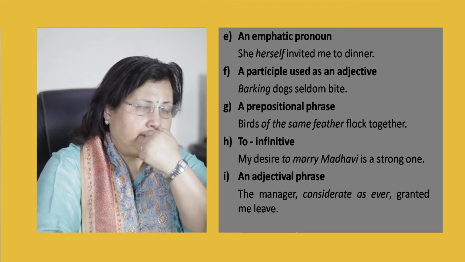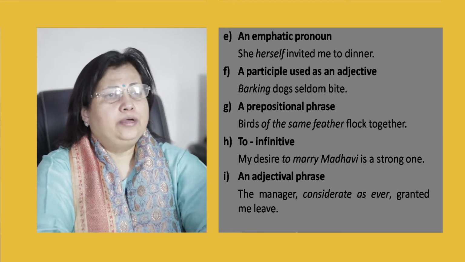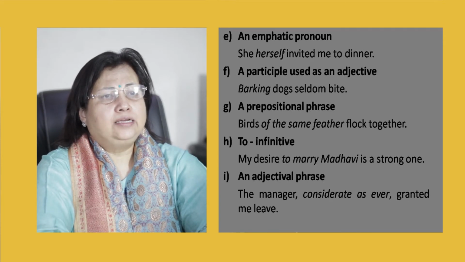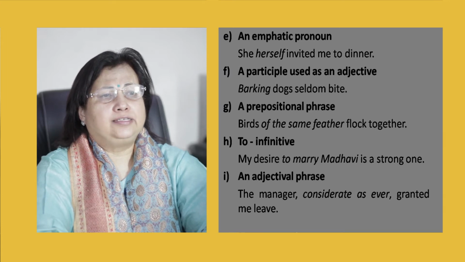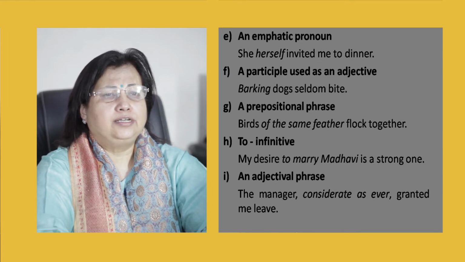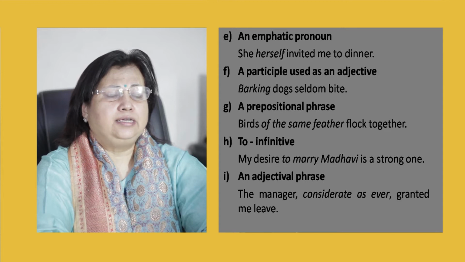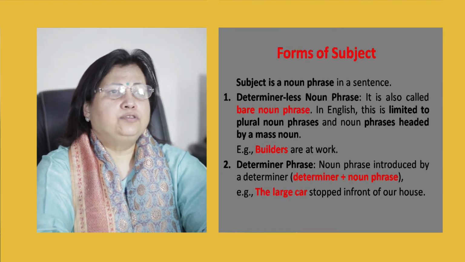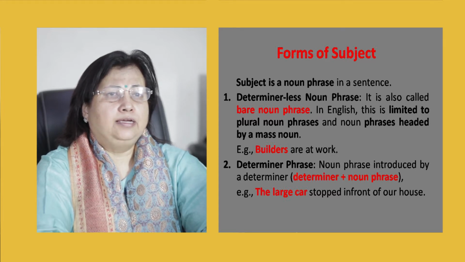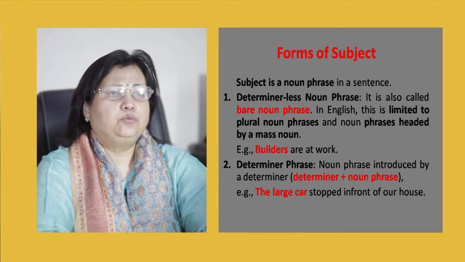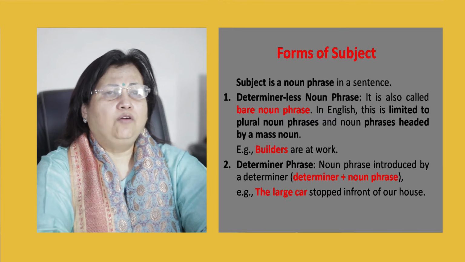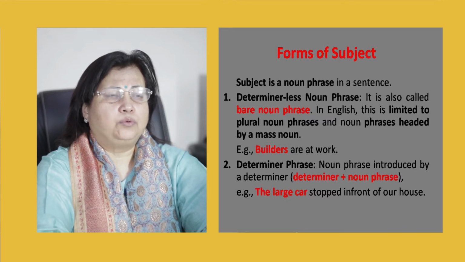A prepositional phrase: Birds of the same feather flock together. To-infinitive: My desire to marry Madhavi is a strong one. An adjectival phrase: The manager, considerate as ever, granted me leave. Forms of subject. Subject is a noun phrase in a sentence. Determinerless noun phrase, also called bare noun phrase. In English, this is limited to plural noun phrases and noun phrases headed by a mass noun.